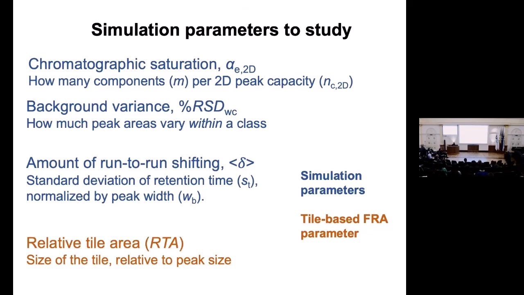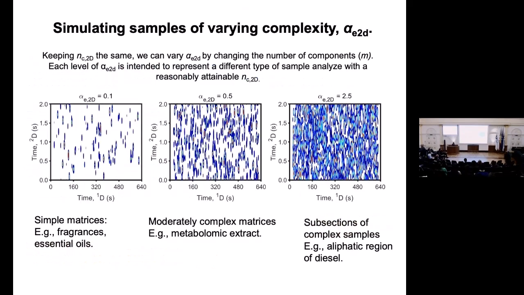So back to these three variables. The first one is saturation, and I'm showing 3 simulated GC×GC-TOFMS chromatograms here. The whole idea is we picked 3 saturation levels that we thought would be representative of 3 different experiment types. The left-hand panel shows alpha 0.1. That means you have 10 times more peak capacity than you have components. Maybe a simple sample of fragrance, there are still going to be coelutions, but by and large, you can handle them and deal with them with deconvolution software and so forth.